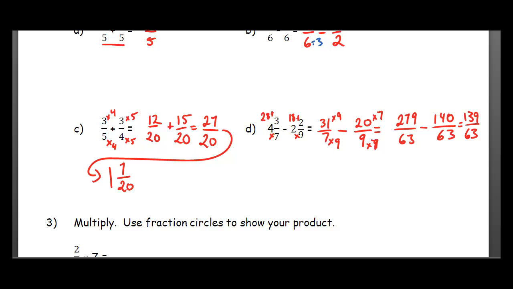Because I can convert that back to a mixed numeral. And I think it goes in 2 times. So, let's just draw an arrow down here. And we'll go 2 times, 63 times 2 is 126, minus 139. So we end up with 13/63. 2 and 13/63. That's our answer. And that's how you do the first 2 questions on the practice test.